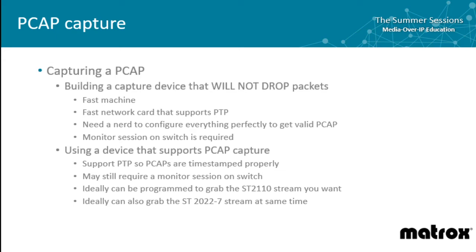Next is a PCAP capture. That's something you need to do in order to test your sender: be able to capture PCAPs. You may have a device or a piece of software that can capture PCAP, but because 2110 is a pretty high bit rate, like if you're trying to capture a UHD signal, you need something that is very quick and can capture a vast amount of data in the PCAP file.